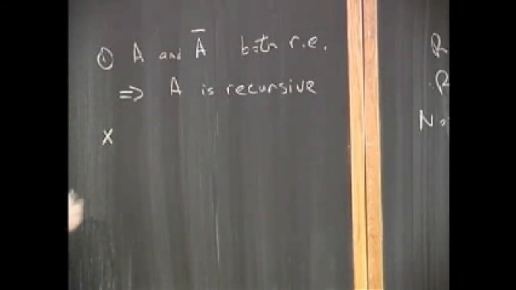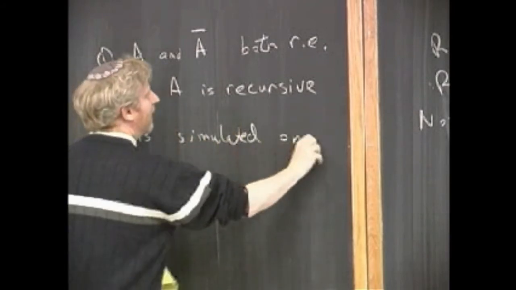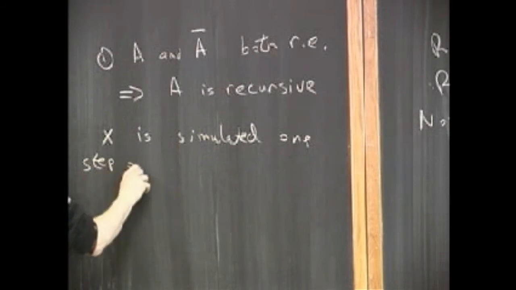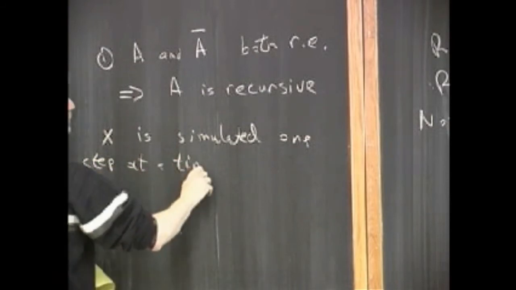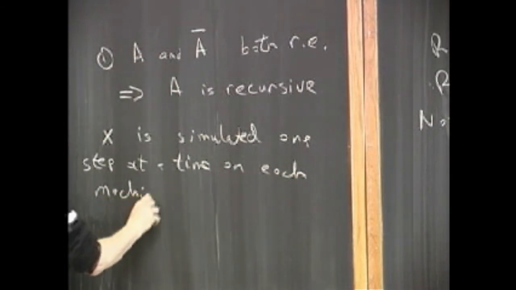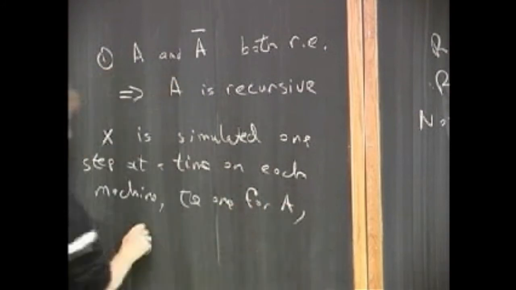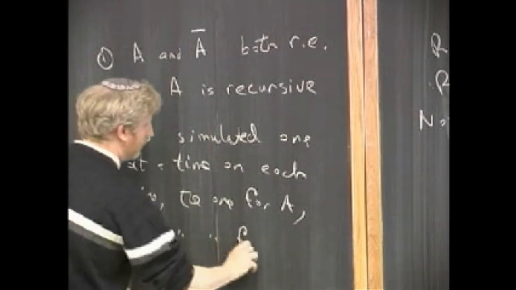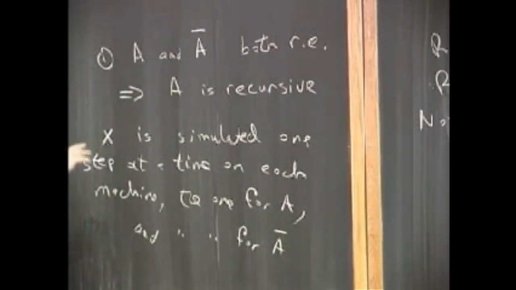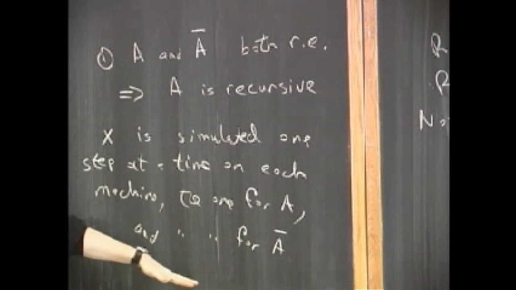All right, so I'm going to write this out. X is simulated one step at a time on each machine, the one for A and the one for A complement. Sooner or later, one of these is going to stop and say yes, because the string is either in this one or in this one. And whichever one stops and says yes, I stop. So this program, the combination of the two, is guaranteed to stop and say yes or no.